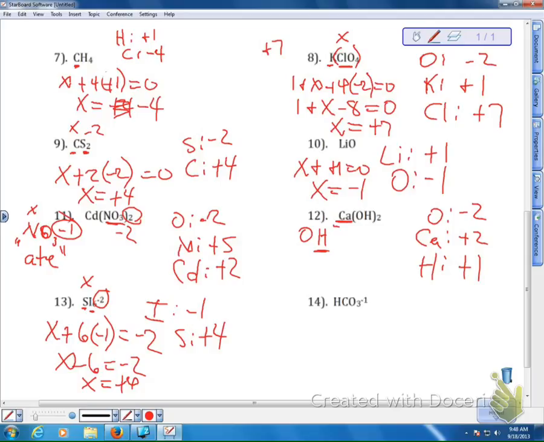And then finally, number 14, we have bicarbonate, also known as hydrogen carbonate. When you put hydrogen in front of a polyatomic ion, you are saying that it is in the +1 version. Oxygen is still the most electronegative and will be -2. And again, recognize this as carbonate, ATE. That means carbon with its 4 valence is going to be maxed out, +4.